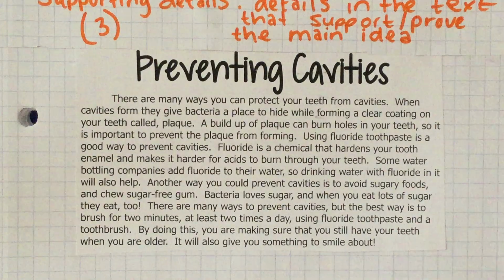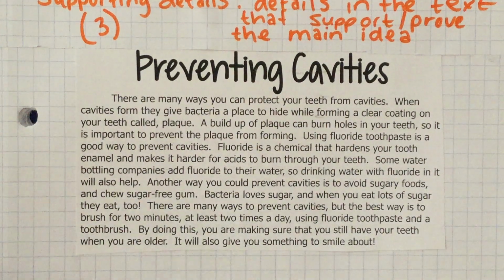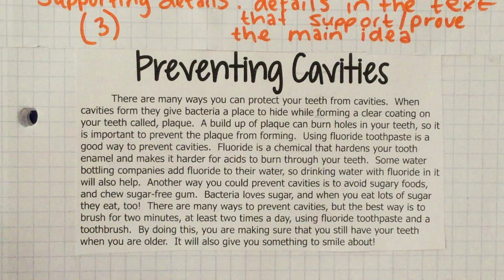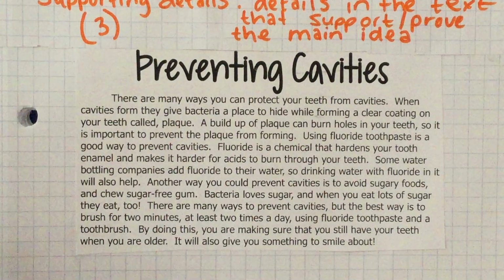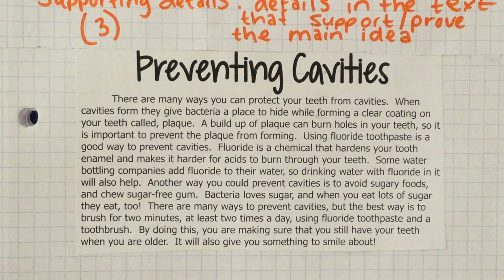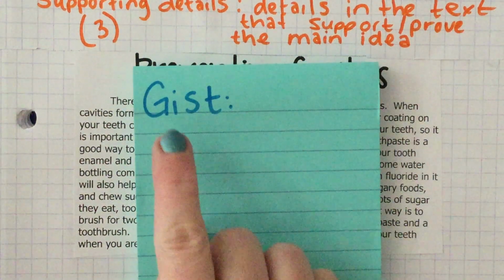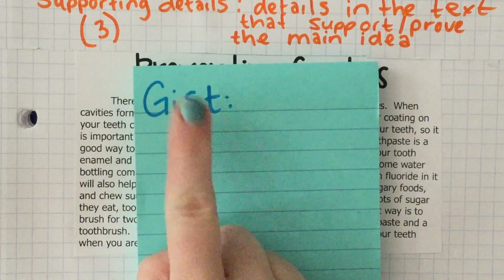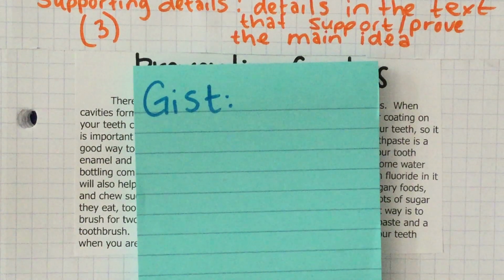All right, so that was our first read. We just read it. Now on your second read, you are going to pause the video. You are going to read this all by yourself, and you are going to determine the gist of the text. What does this text mean to you?